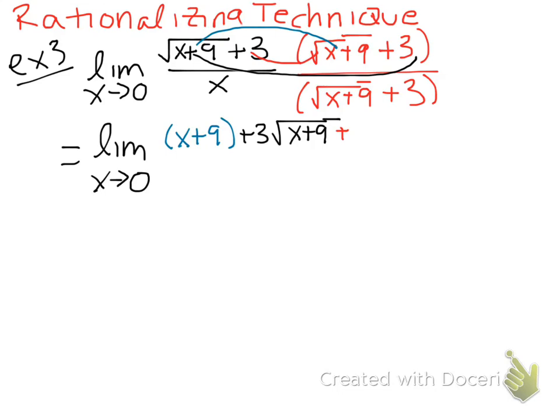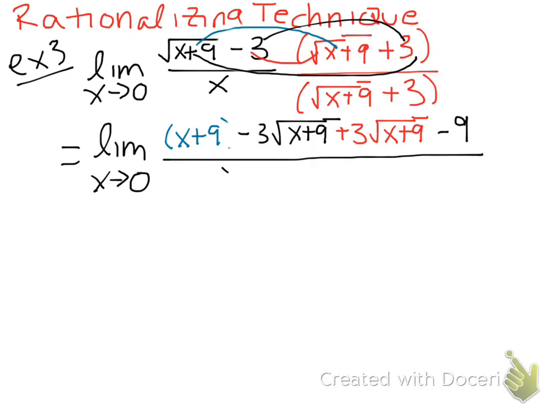I just realized I rewrote the problem and I wrote it down wrong. Not sure if you noticed that. That's supposed to be minus. Sorry about that. So this one is minus. And now here we have plus 3 square root of x plus 9. And then our last two terms, minus 9. On the denominator, let's not distribute the x. So square root of x plus 9 plus 3.